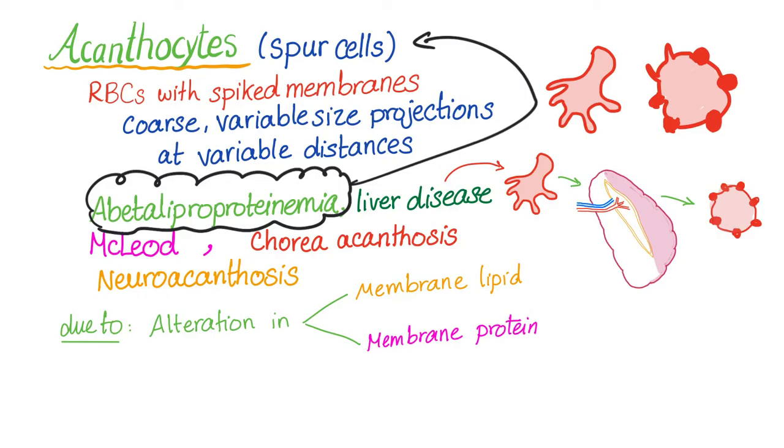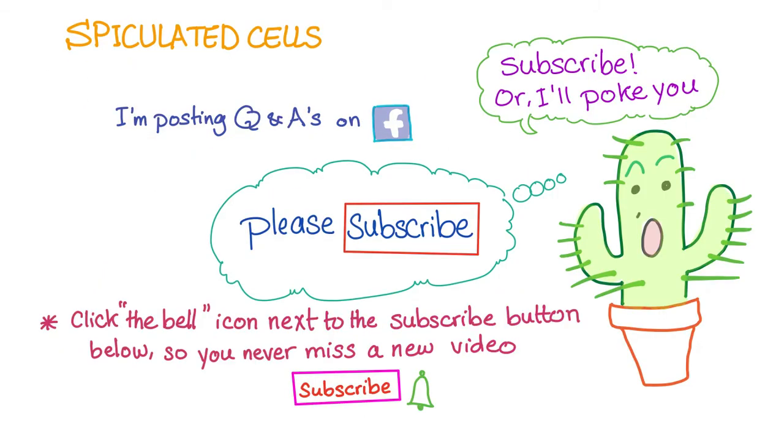What is the pathogenesis of these cells? Alteration in the membrane lipid or membrane protein of the red blood cell. Sometimes in cases of severe liver disease, these acanthocytes will go to the spleen. The spleen will try to make them more round, more circular, and this is called spheroacanthocytosis.